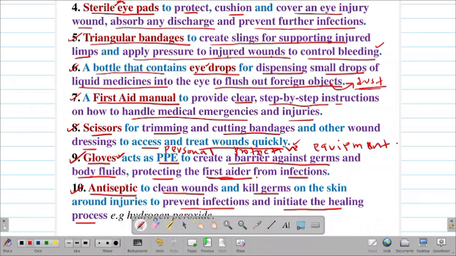A good example of an antiseptic that is found in the laboratory is what we call hydrogen peroxide. So this one, you can use it to clean the wounds, kill the germs, and of course prevent infections, and hence initiate the healing process.